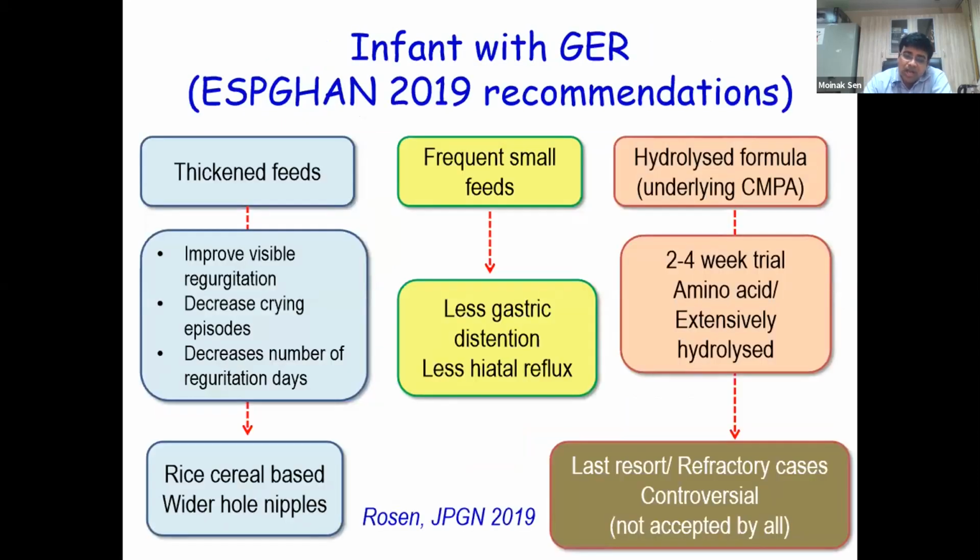So let's look at GER, or gastroesophageal reflux. So the European Society recommends that we must give thickened feeds. That means if there is an infant who has this kind of an issue, which is becoming worse with time, what you can do is, other than the pharmacotherapy that you will give, you will also give thickened feeds, frequent small feeds, and there is a small role, a very, very minute role of using a hydrolyzed formula in this setup, but that is a very controversial thought. So what we usually do is we thicken the feed with a rice-based cereal, or you make frequent small feeds.